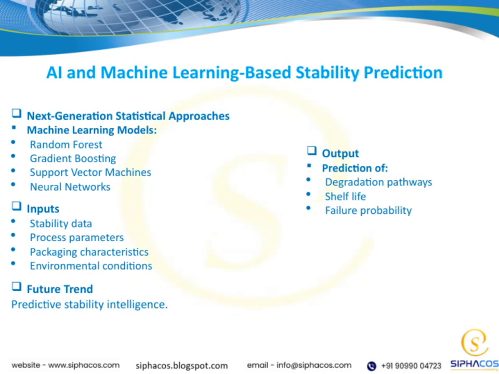Now let's look at how AI and machine learning are transforming stability prediction. We're predicting key outcomes like degradation pathways, shelf life, and failure probability. To do this, we use advanced models: random forests, gradient boosting, support vector machines, and neural networks. These models take in a variety of inputs, including stability data, process parameters, packaging details, and environmental conditions. The future points to predictive stability intelligence, smarter, faster, and more accurate insights that help us stay ahead.